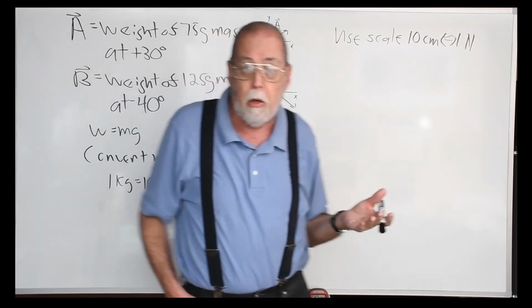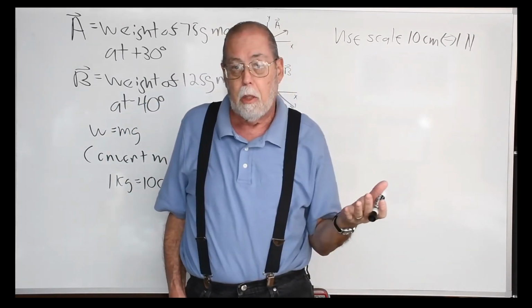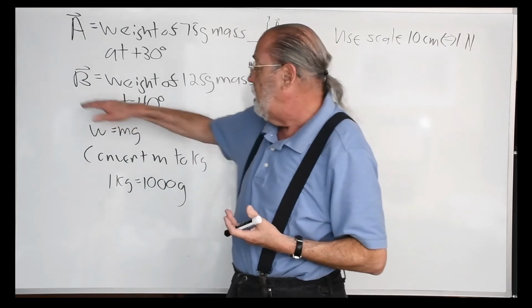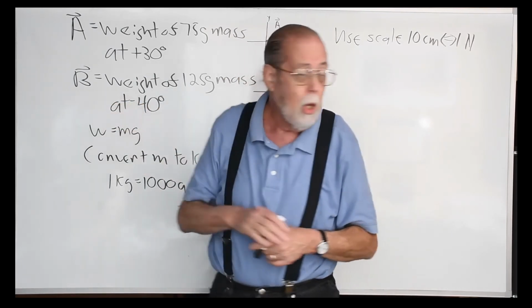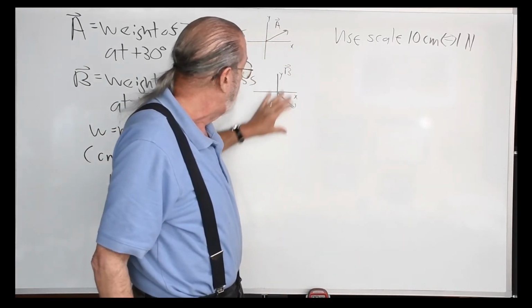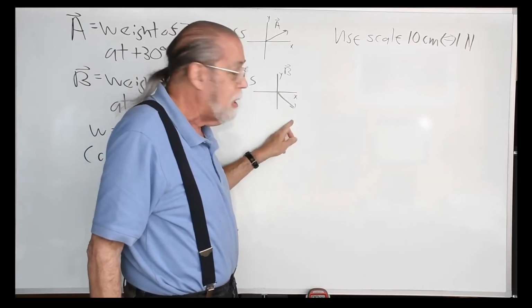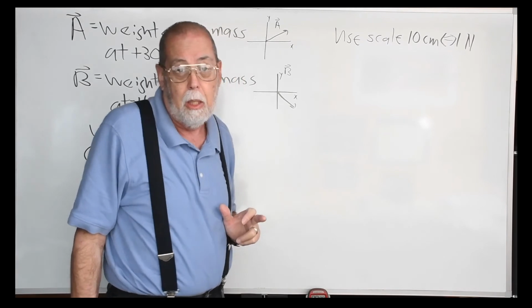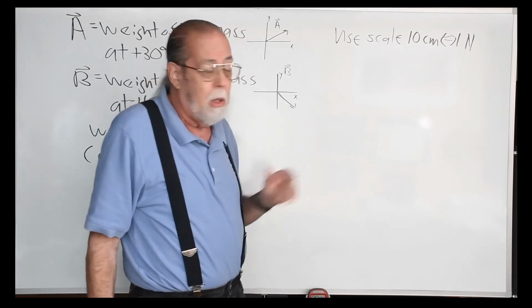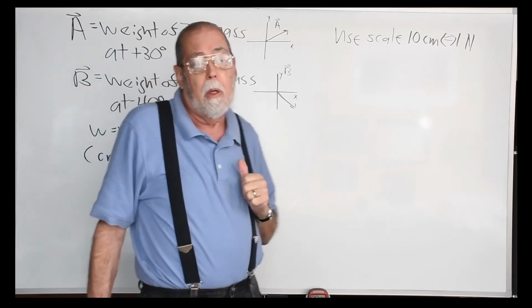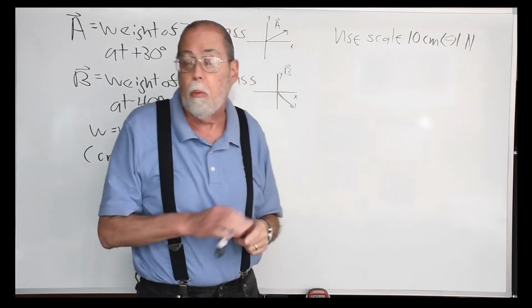Then you go and you calculate the x and the y components of vector B. One of them is going to be negative. Be sure you get the signs correct. If you mess up here, all of your calculations that follow will be incorrect.